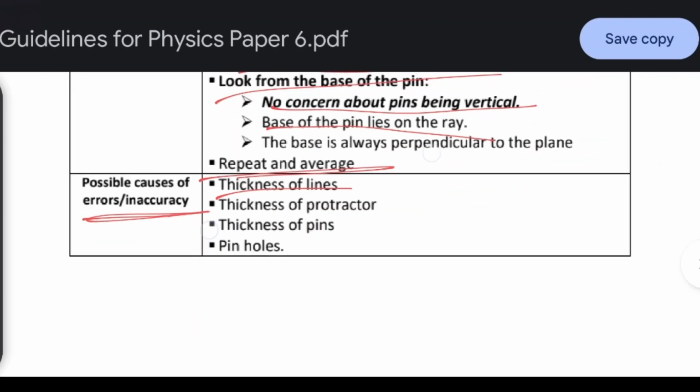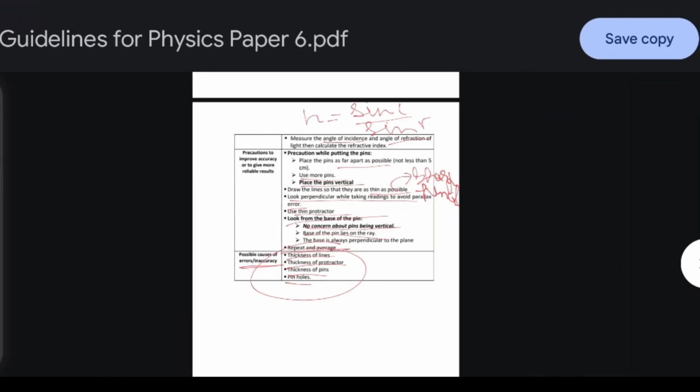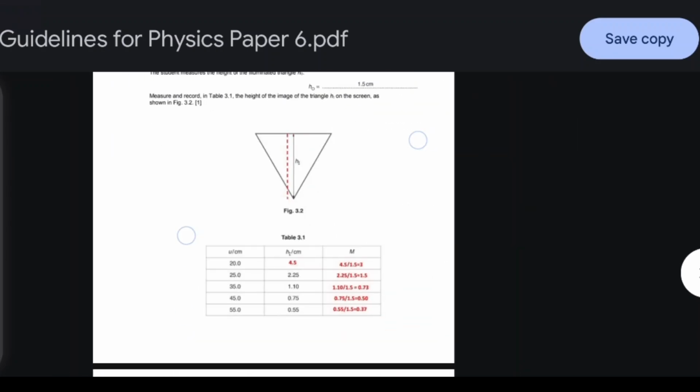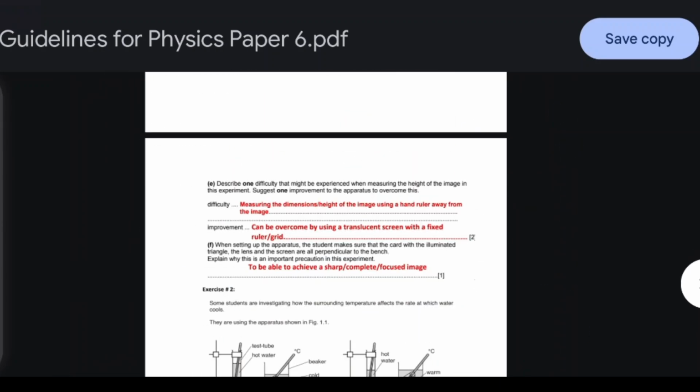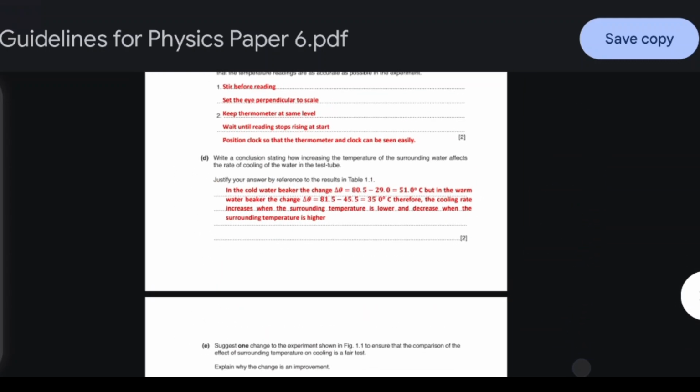Now, we've already discussed all this: pinholes, thickness of pins, thickness of protractor. Learn all of these. Make sure you know all of them. Now, these experiments, I would like you all to go through yourself. Try to attempt it before reading the answers, because most such types of questions we've discussed.